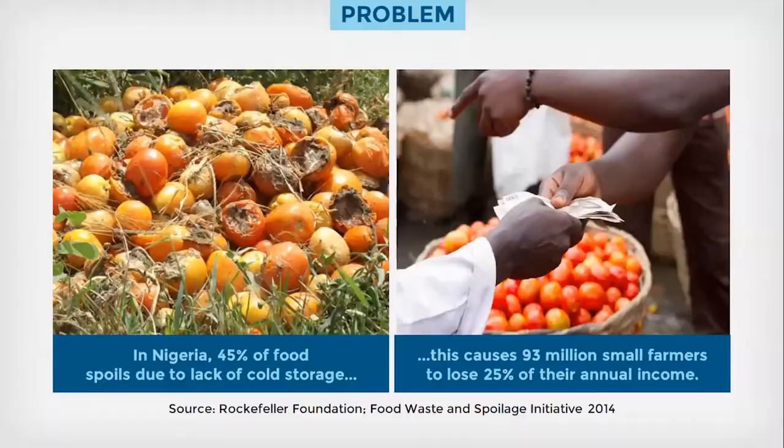It was in the course of my travels through the length and breadth of Nigeria that I identified the problem of food spoilage. The statistics say 45% of food spoils due to lack of cold storage at key points along the food supply chain. This problem affects 93 million smallholder farmers who lose 25% of their income, but it also reduces the net availability of high quality nutritious food for local consumption.